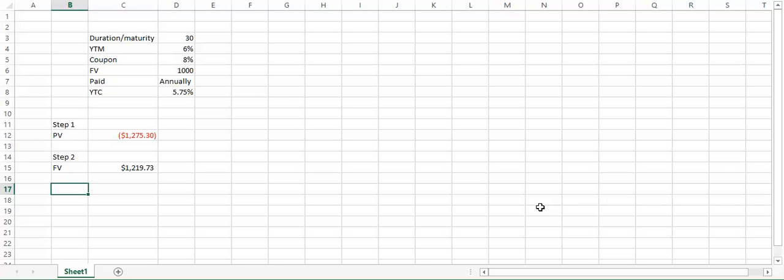$1,219. Now, in order to calculate your premium, you have to subtract the par value from your future value. So we basically just take this future value that we just calculated, subtract out our future value or par, and that gives us an answer of $219.73, which was answer A in this specific problem.